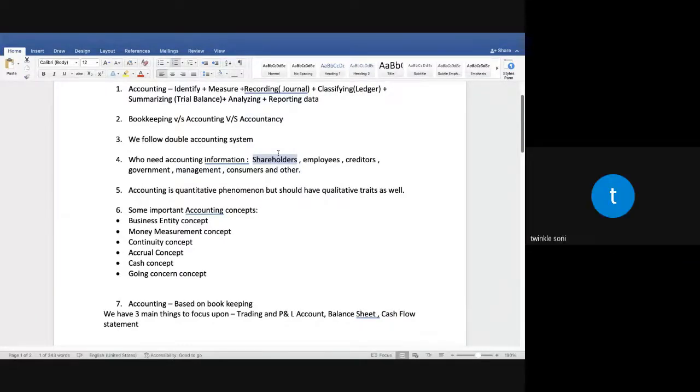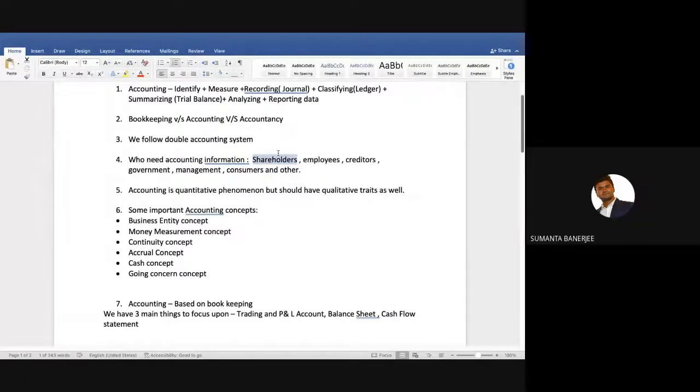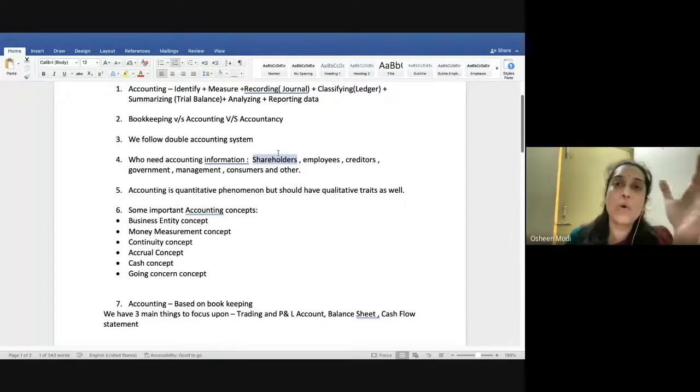Who invest their money for the company. And secondly, there is one more distinguishing feature of these shareholders. They own equity in the company. They are the owners to the company. Yes, correct. They basically own the company.